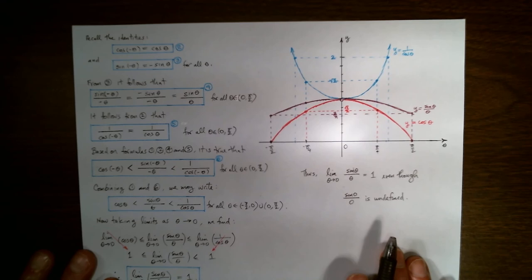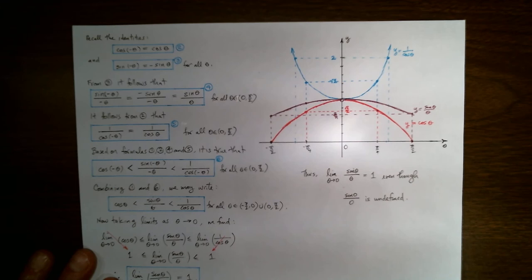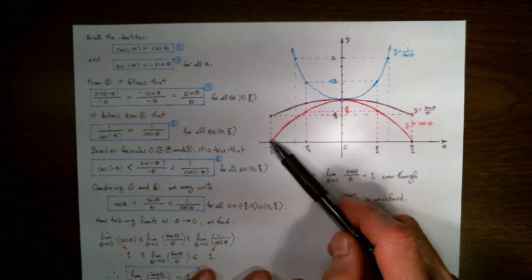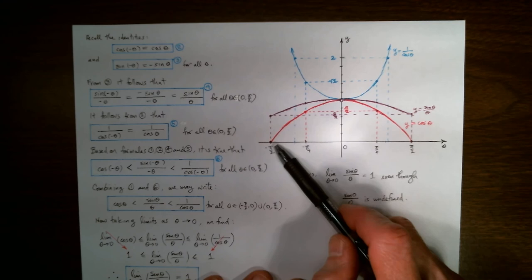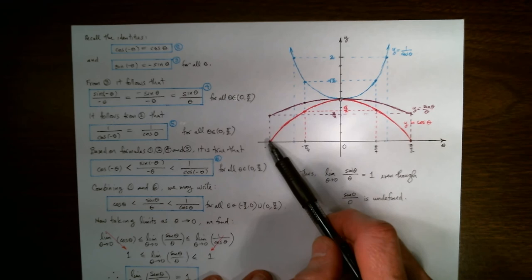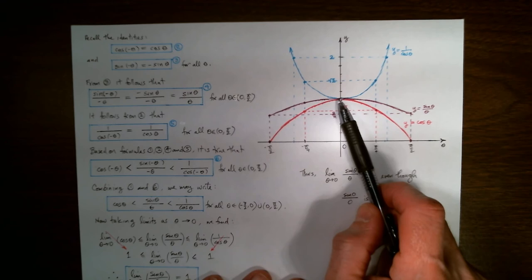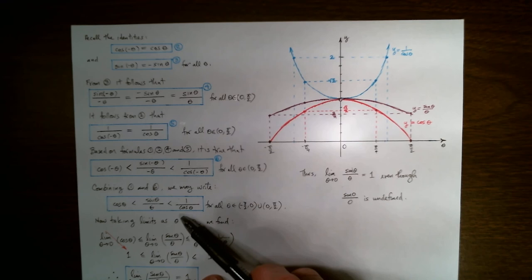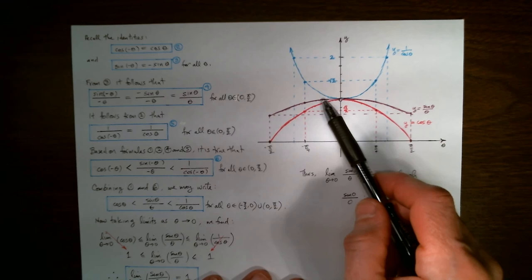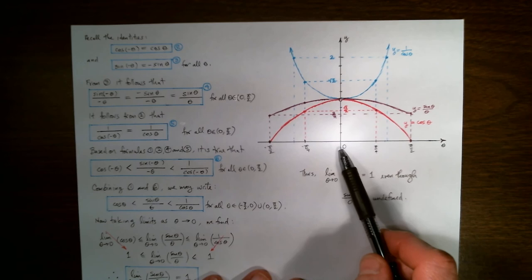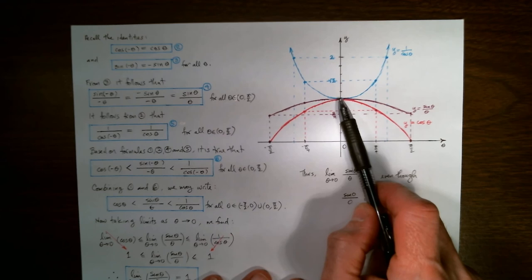And we could see graphically that this limit must be true, because when we plot the graph of y equals the cosine of theta, of course, we have this cosine wave, and at minus pi over 2 or pi over 2, the cosine is 0. At 0, the cosine is 1. And then if we look at the upper bounding function, which was y equals 1 over the cosine theta, again, at 0, cosine of 0 is 1. So the point 0, 1 is on the graph of this curve.